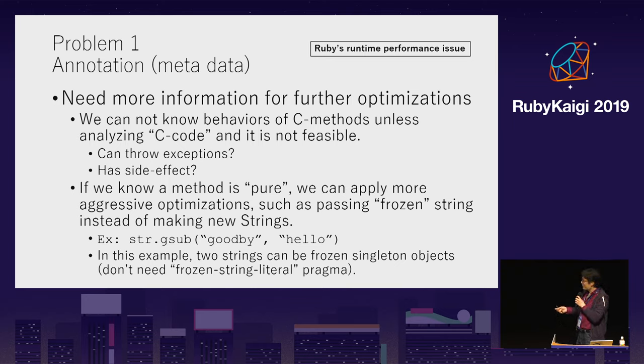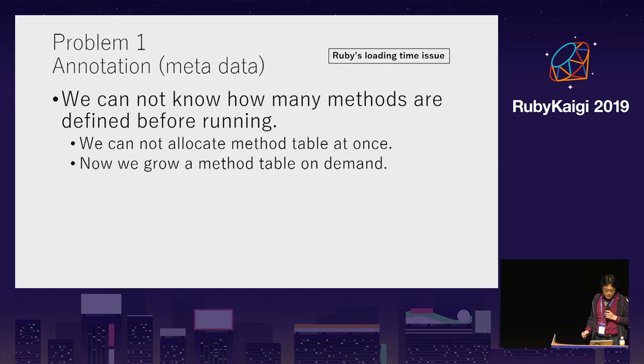We can write the frozen string literal pragma on the top of a Ruby script to specify that all string literals should be frozen string objects, but I don't want to write such a pragma. If we know the behavior of gsub or some other methods, we can optimize more and more. Kokubun-san does that.